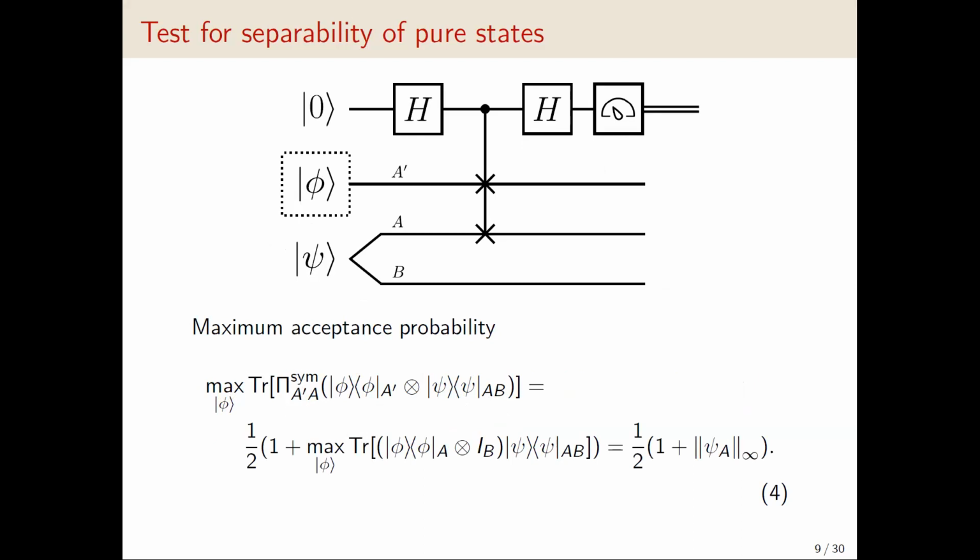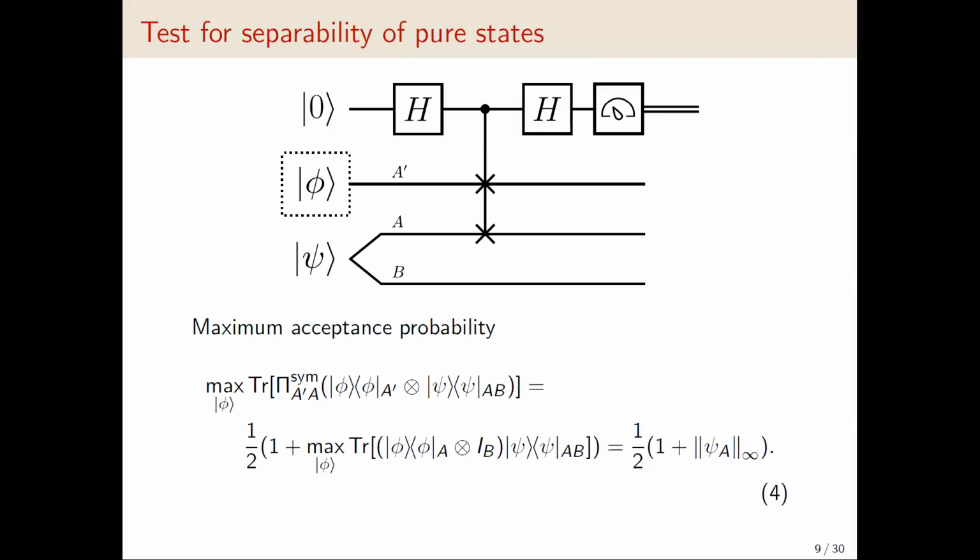And so the maximum is a maximization over all the states that are available, and here we can think of that the prover already knows somehow, not too worried about how. And so when we go through the calculation, this is 1 plus the infinity norm of the reduced state of A, of psi AB, which is psi A. So 1 plus the infinity norm of psi A.